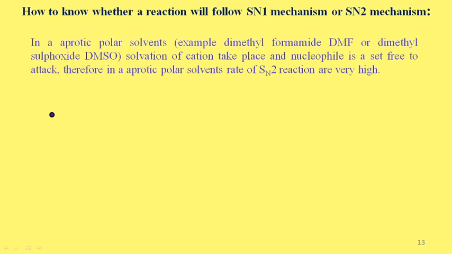While in aprotic polar solvents, for example DMF, dimethylformamide, or dimethyl sulfoxide, DMSO, the solvation of the cation takes place and the nucleophile is set free to attack the substrate, and therefore in aprotic polar solvents SN2 reaction rates are very high. For example, if you use the protic polar solvent methyl alcohol, then the relative rate of SN2 reaction of methyl iodide treated with sodium azide to give methyl azide is 1.